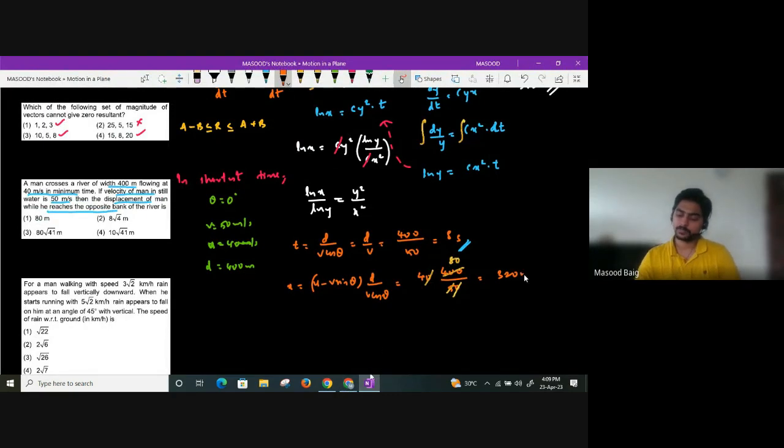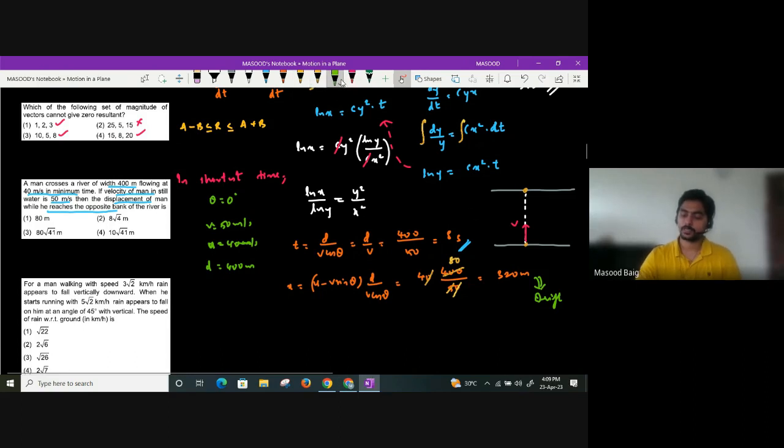So what is this? They have given us drift, guys. This is drift. But what are they asking? They're asking us displacement. So if I take some situation like this, he's starting here. In order to cross the river in shortest time, how does this fellow have to move? He has to move in this manner. But because of the speed of the river, this fellow will not be able to reach this point directly. He will be able to reach here. So this is our initial position. This is our final position.